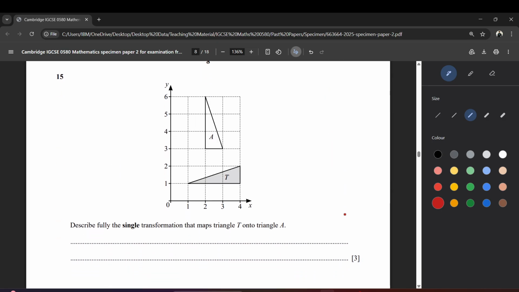Okay, question number 15. Describe fully the single transformation that maps triangle T onto triangle A. That maps T onto A. So T is the original and A is the image. Okay.